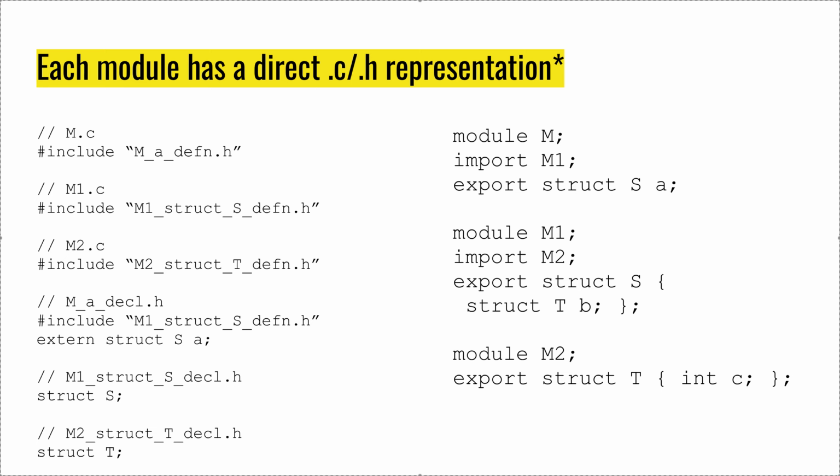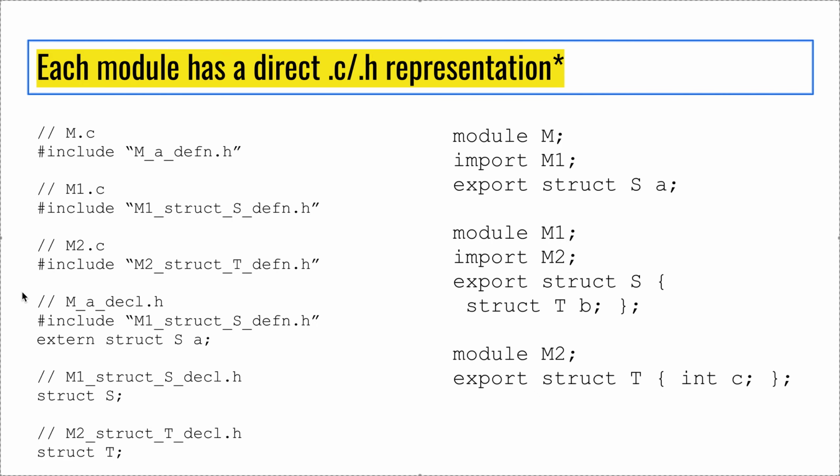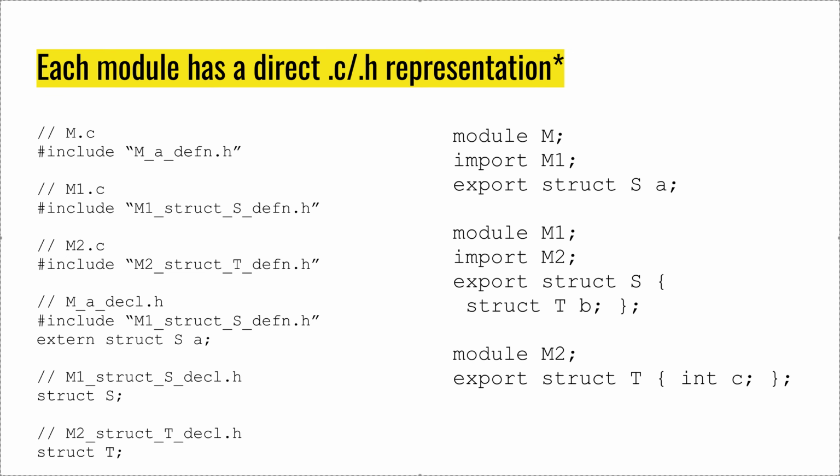While I do that, I want to advertise that the module system was specifically designed so each module has an equivalent representation as a bunch of .h files and .c files. Now, I put a star here because some constructs like pointer types are a bit tricky, but for the most part, it's a straightforward translation. Basically, each module file has its own .c file, and each symbol has two .h files, one for its declaration and one for its definition.